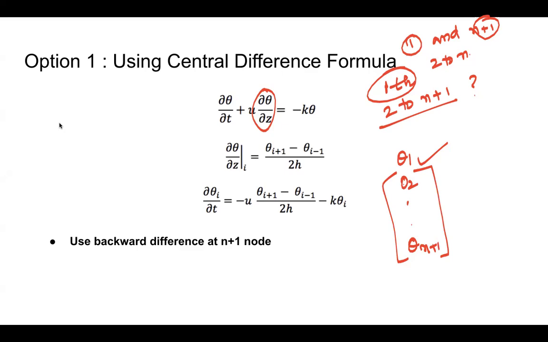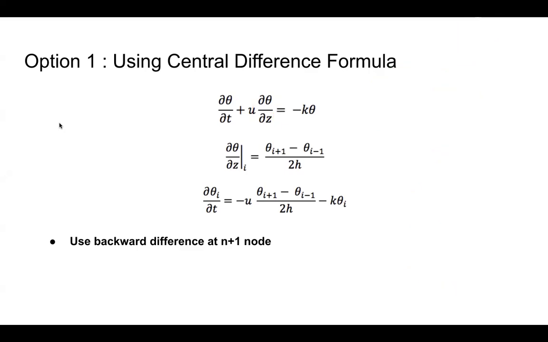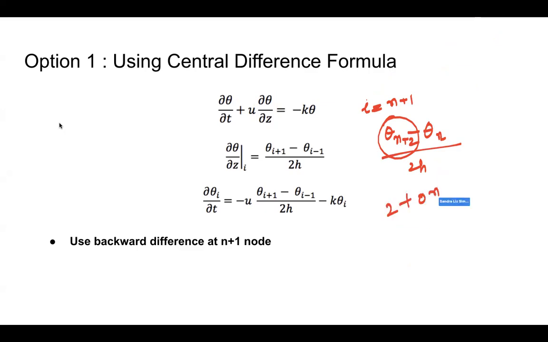But there is a problem. At theta n plus 1, if you are using central differencing, you will require theta n plus 2. If you are calculating for the grid point I equal to n plus 1, then your central differencing formula will be theta n plus 2 minus theta n divided by 2h. We don't have this quantity. So what will happen is, from 2 to n, use central differencing, and for n plus 1, we use backward differencing.